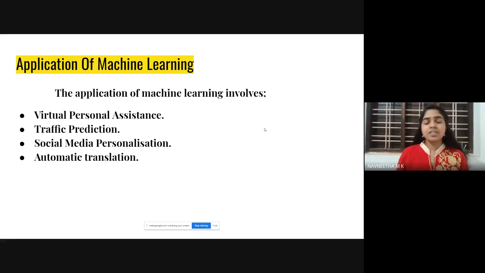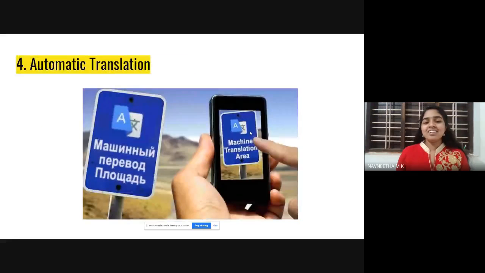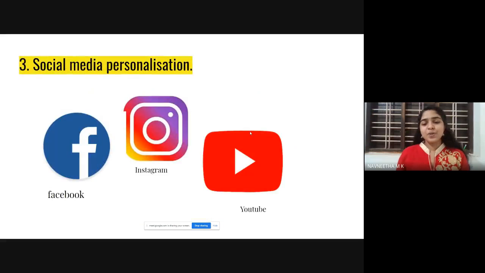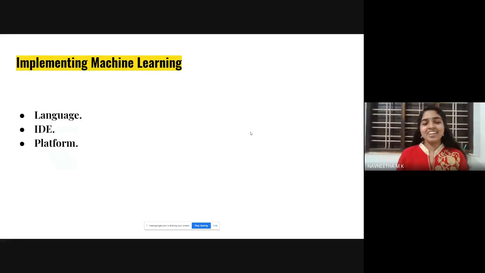There are lots of applications behind machine learning. These are the most familiar things. So I will add them to the slides. Shall we continue? Yes. Okay.